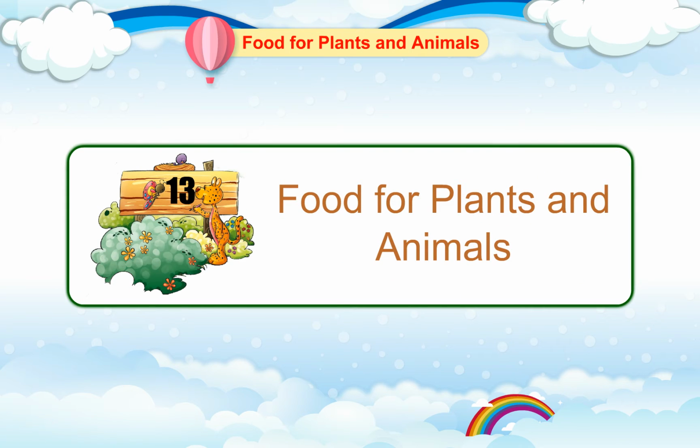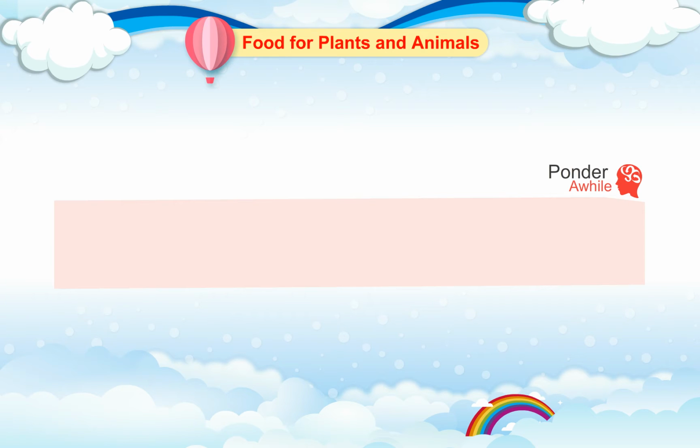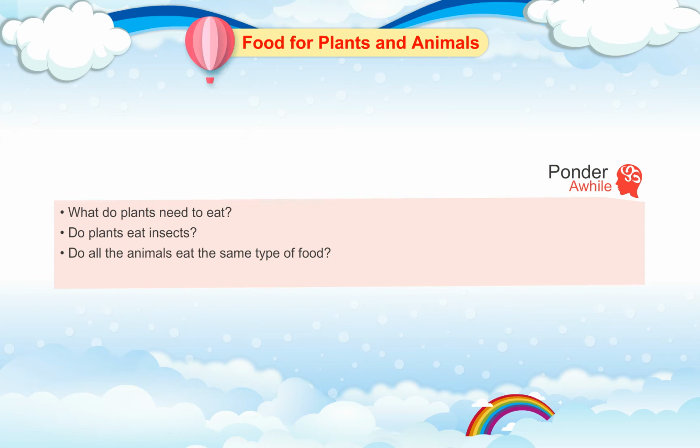Chapter 13. Food for Plants and Animals. Ponder a while. What do plants need to eat? Do plants eat insects? Do all the animals eat the same type of food? Do you know something about food chain?